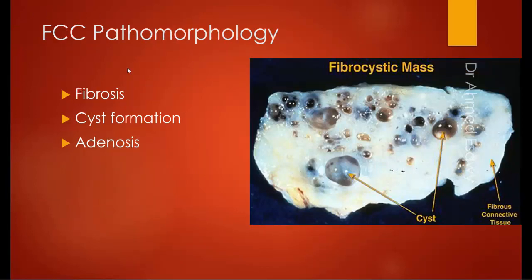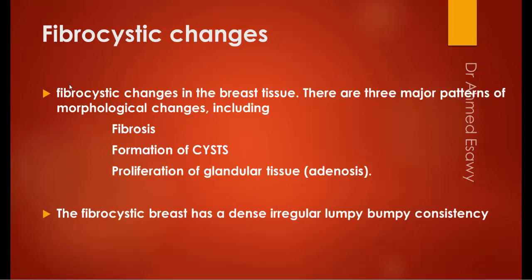Fibrocystic change pathomorphology includes three components: fibrosis, cyst formation, and adenosis. Fibrocystic change is either focal or diffuse. In the breast tissue, there are three major morphological change patterns, as we talked about before, including fibrosis, formation of cysts, proliferation of glandular tissue, adenosis.